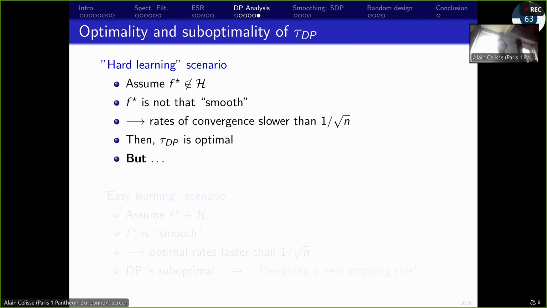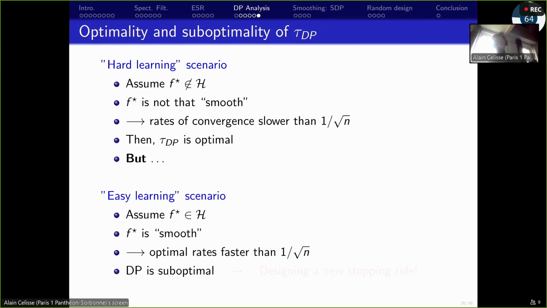So, okay, formally, what I want to emphasize is that there are two big scenarios I can consider. There is a kind of hard learning scenario in which you assume implicitly that the function you are estimating is not smooth. What does it mean, not smooth? It means that the function you are trying to estimate is outside of the reproducing kernel Hilbert space you have chosen to make the estimation. It's so far from the RKHS that the rates you can expect in such a situation, which is a very bad situation, are slow, or slower than 1 over square root of n. And then in this case, tau DP is optimal.